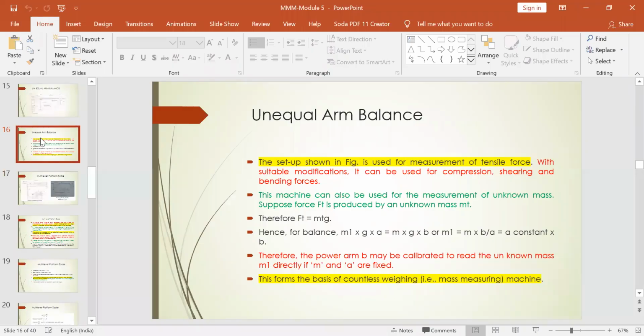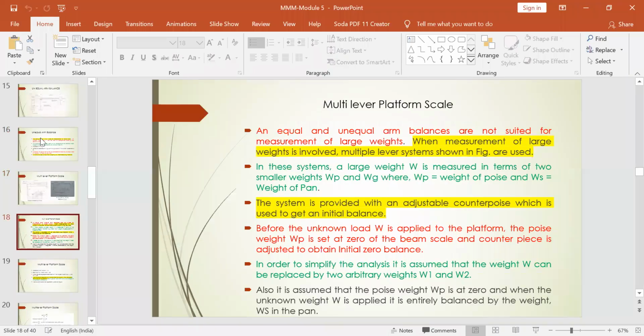So we were dealing with our multi-lever platform scale, right? Is it recorded? Okay.